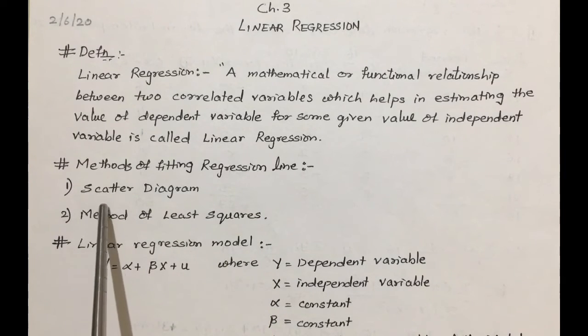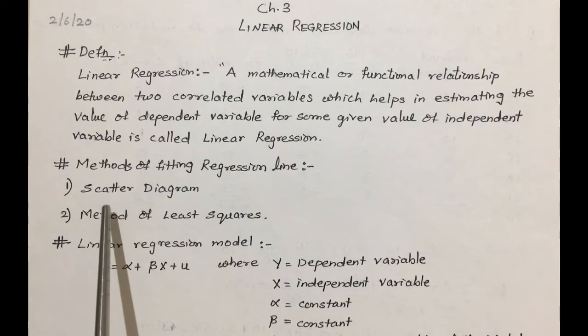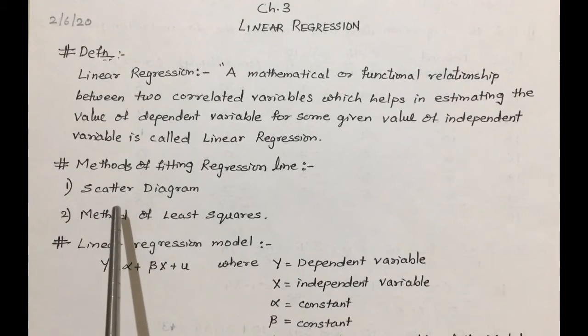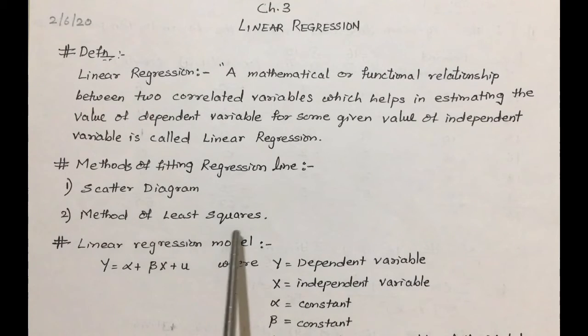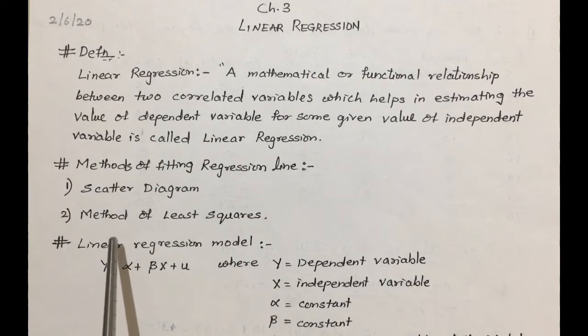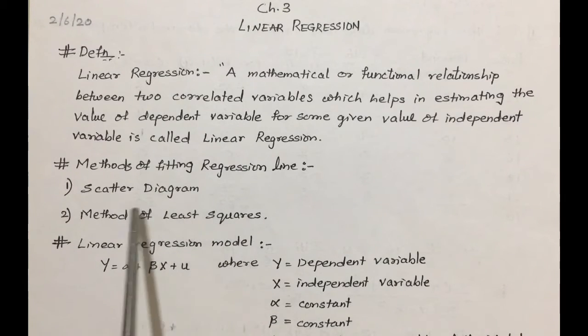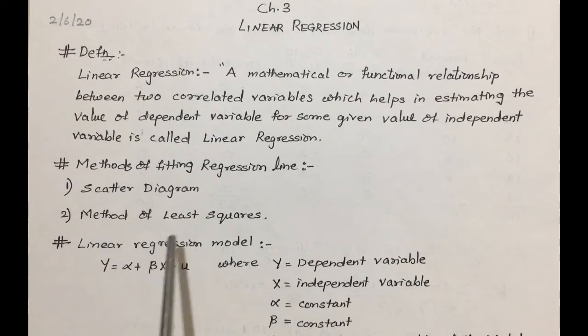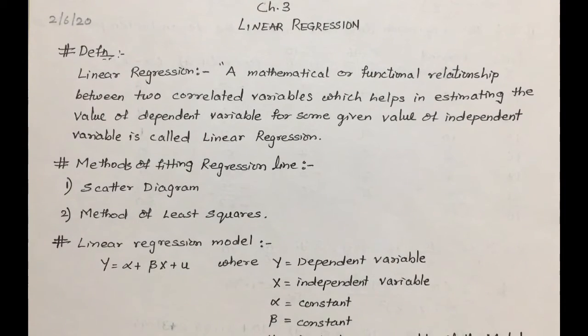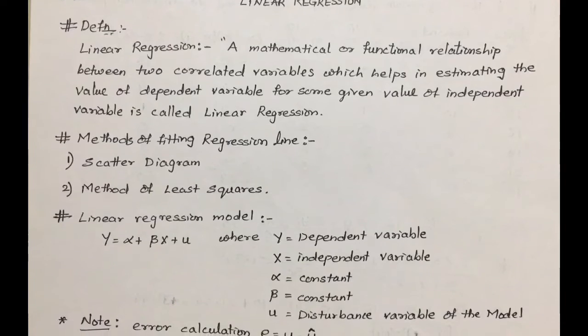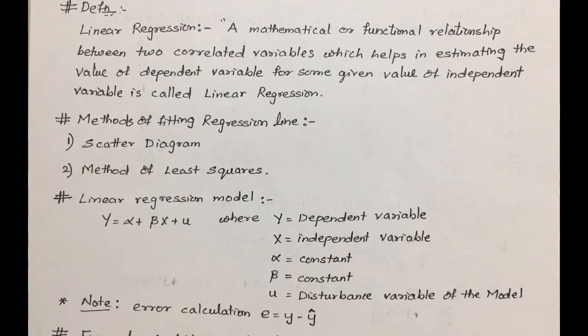The first method is scatter diagram. Now scatter diagram consists of graph, and the second one is method of least squares. Method of least squares consists of formulas to be used to make the equation of line. Now the formula in the equation of the line, we call it as linear regression model.